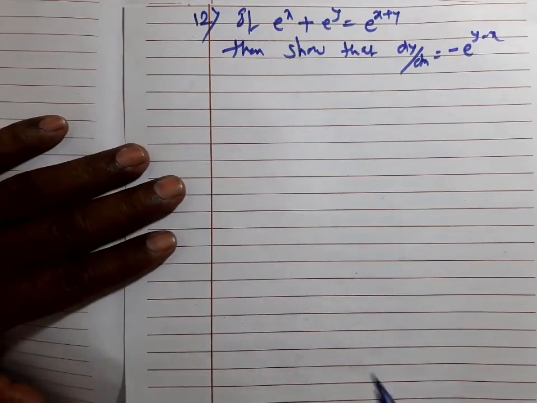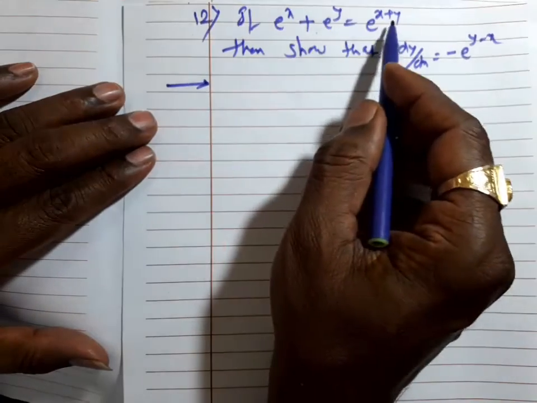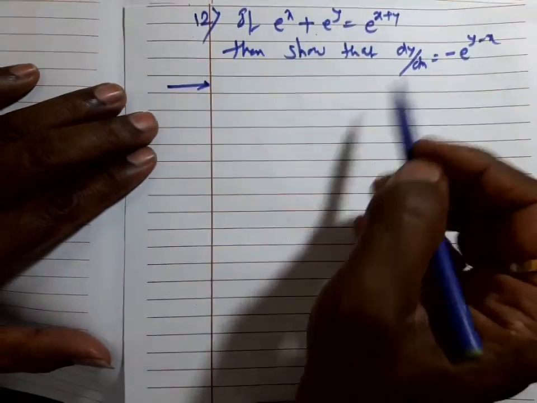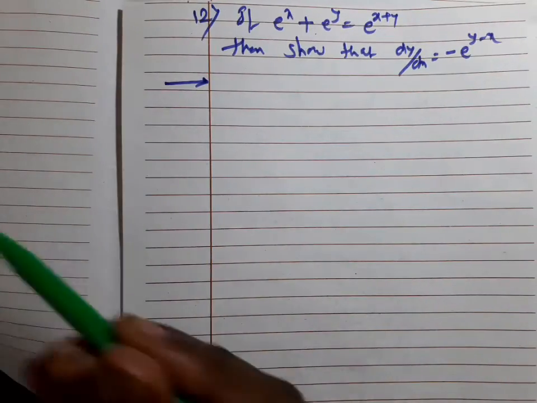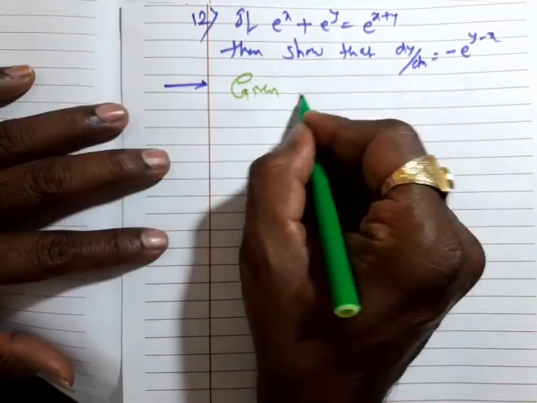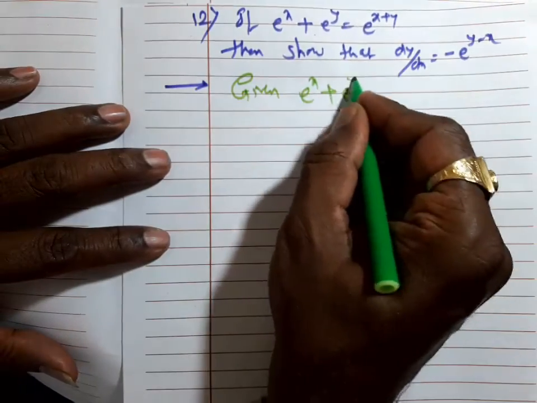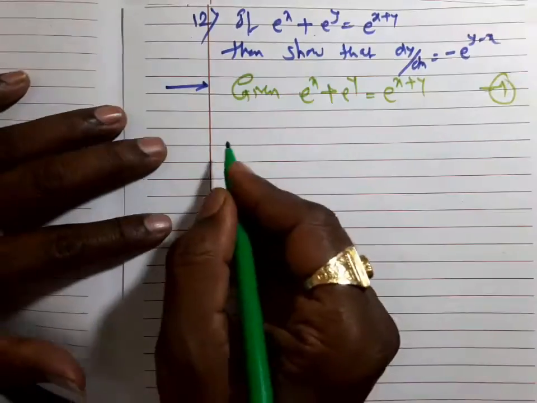Next example number 12. e raised to x plus e raised to y is equal to e raised to (x plus y). Then show that dy by dx is equal to minus e raised to (y minus x). Given e raised to x plus e raised to y is equal to e raised to (x plus y). So call it as 1.